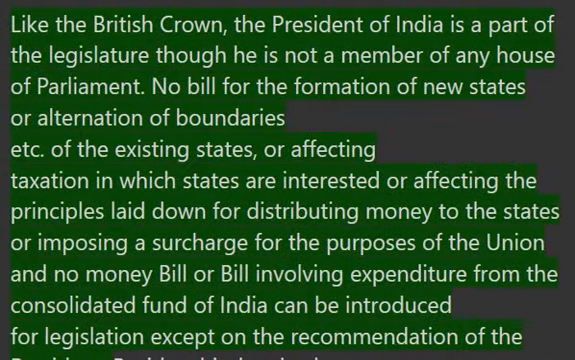Like the British Crown, the President of India is a part of the legislature though he is not a member of any House of Parliament. No bill for the formation of new states or alteration of boundaries etc.